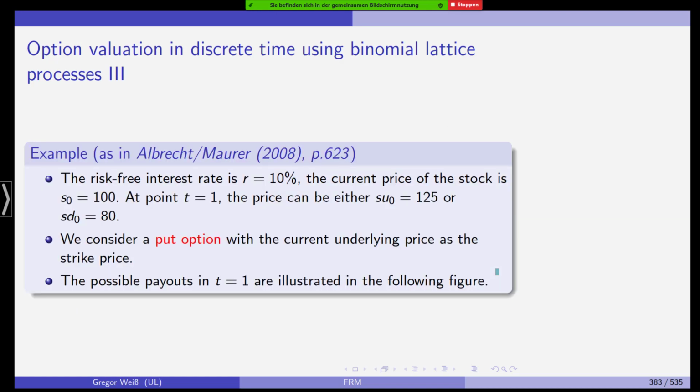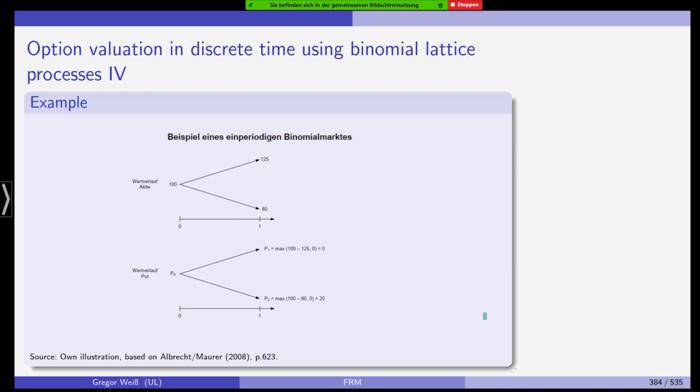This is taken from the Albrecht Maurer textbook. The risk-free interest rate is 10%. The current stock price is 100. At the next point in time, the price can be 125 or 80, so it can go up, it can go down. And if we consider a put option with the current underlying price as the strike price, so K is equal to 100, then we can have a look at the possible outcomes in the next state. So it's 125 and 80, and the put pays the maximum of 100 minus 125 or 0, so it's 0, or the maximum of 100 minus 80 or 0, so it's 20. So these two, 0 and 20, are the two payouts of the put.